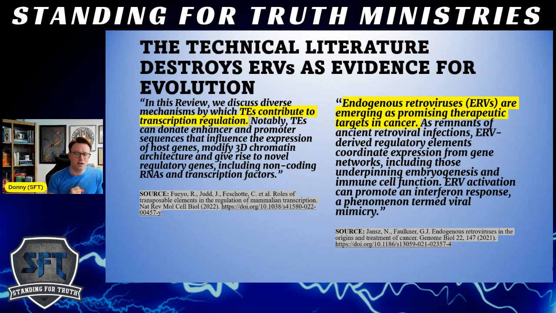Remember what I said earlier about cancer therapy? Notice this. 2021: endogenous retroviruses are emerging as promising therapeutic targets in cancer. Notice emerging and notice promising. That means there's more research to be done. We are in the infancy of understanding the DNA language.